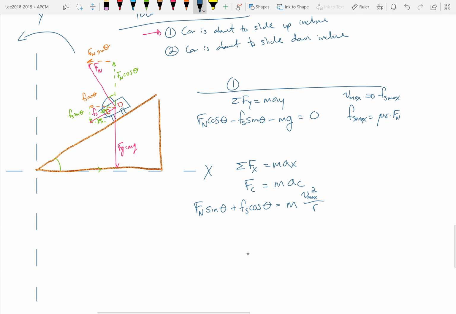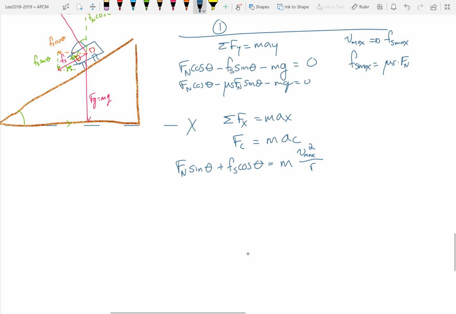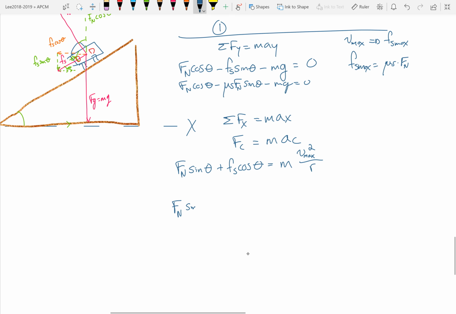Okay, so we can rewrite this as Fn cosine theta minus mu s times the normal force times sine theta minus mg equals 0. And we can also rewrite this one down here, Fn sine theta plus mu s, I'm getting rid of my Fs, mu s, normal force cosine theta equals m v max squared over r. Okay, so what I want to do is get a value for v max again. That's what I want to see.